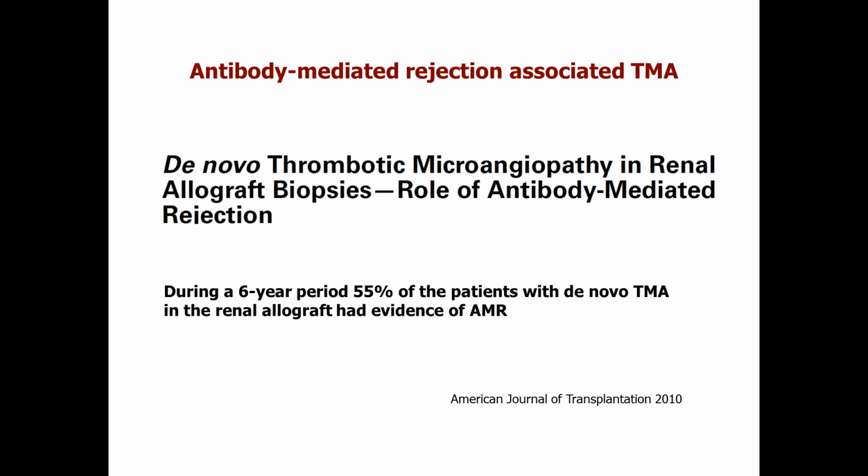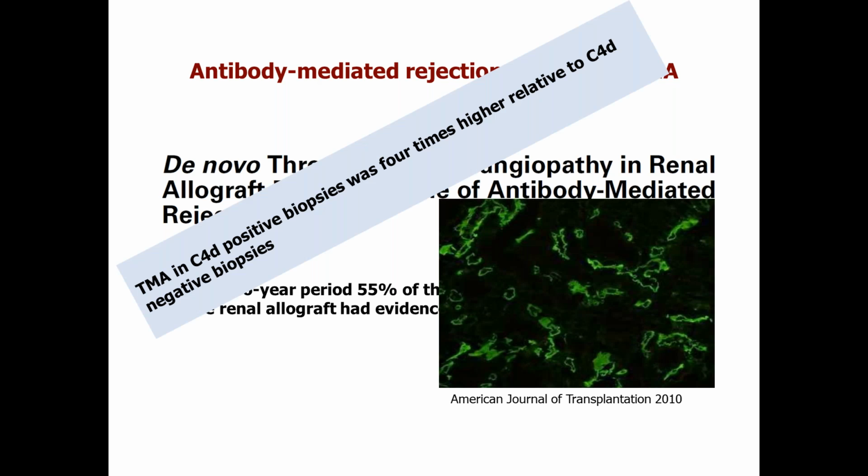A very important consideration is antibody-mediated rejection associated thrombotic microangiopathy. There are a lot of data that this is a very common cause of thrombotic microangiopathy developing after kidney transplantation. In one of the studies, over a 6-year follow-up period, more than 50% of the patients with de novo thrombotic microangiopathy also had evidence of antibody-mediated rejection. In fact, thrombotic microangiopathy in C4d positive biopsies was 4 times higher relative to C4d negative biopsies. So this shows the importance of C4d staining and donor-specific antibodies in differentiating these two entities.